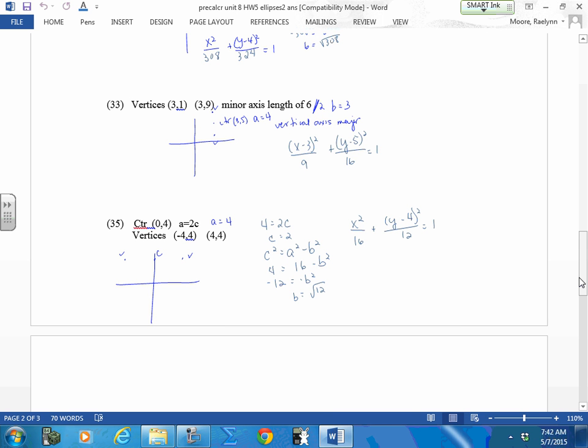And this one was a little different. I think we did this one in class as well. We found your vertices, so we found A. Then we just had to plug A into the 2C part and find C. Then we had to find B.